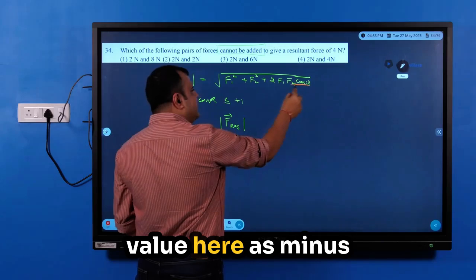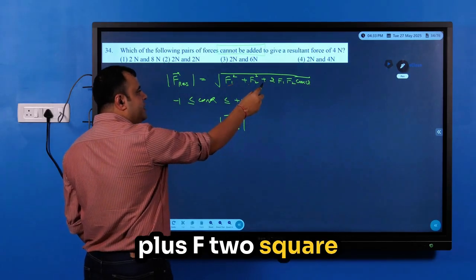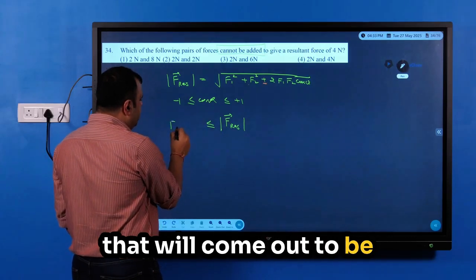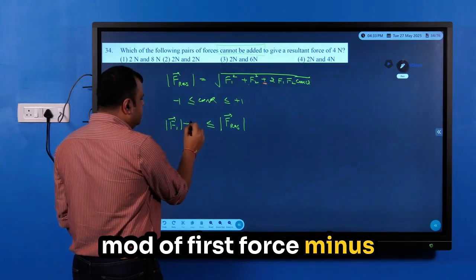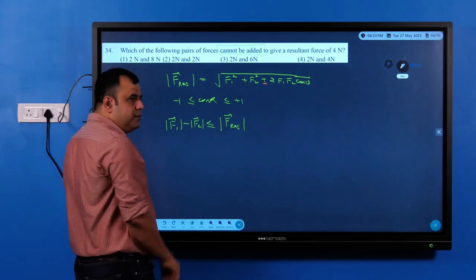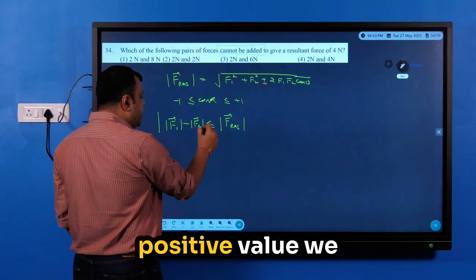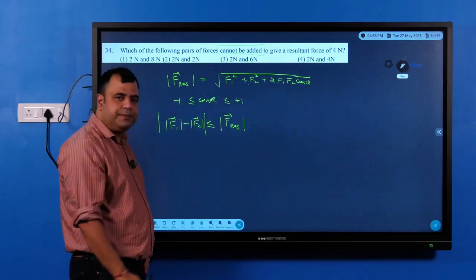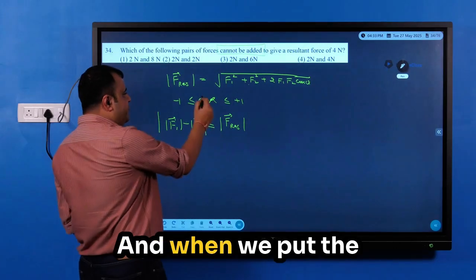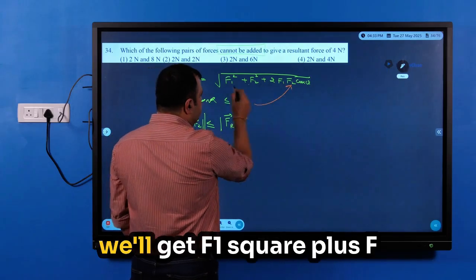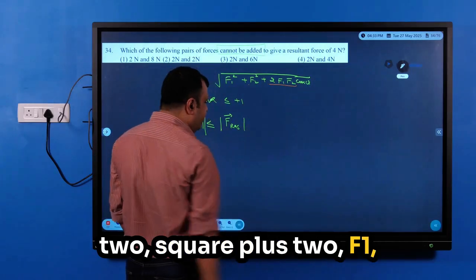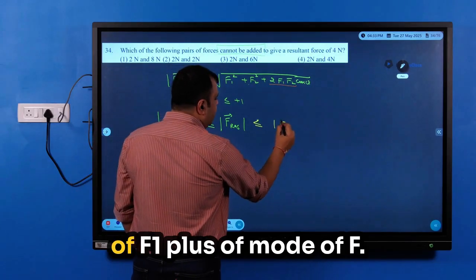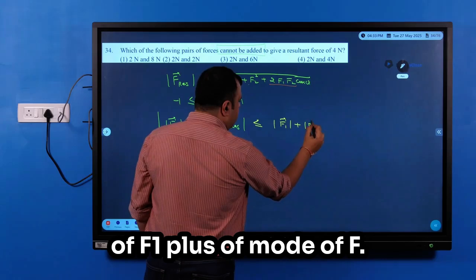When you put the least value as -1, you get F1 square plus F2 square minus 2 F1 F2. That is the least value, and that will come out to be mod of first force minus mod of second force. We have to take the mod of the complete expression, meaning the positive value, because ultimately we are taking the root of it. And when we put the positive value, which is the maximum value, we get F1 square plus F2 square plus 2 F1 F2. That is going to be the maximum value, and that will come out to be mod of F1 plus mod of F2.